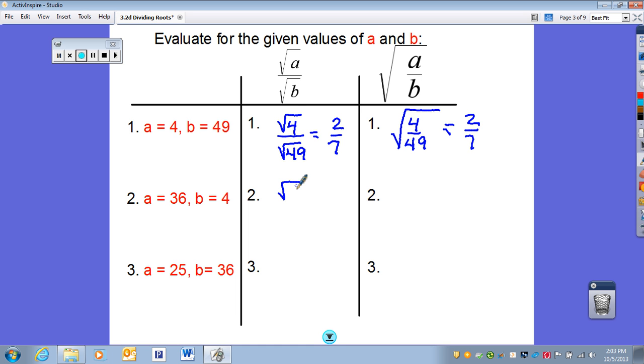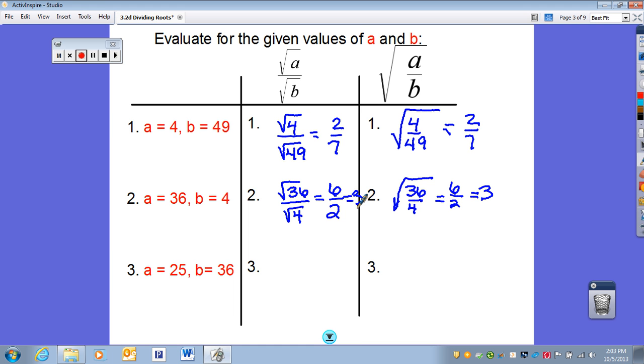Let's do another example. So if I have the square root of 36 and I have the square root of 4, the square root of 36 is 6 and the square root of 4 is 2. And then obviously that could be simplified to 3. I can also take the square root of the fraction as it is, 36 over 4, which would be 6 over 2. And this can be simplified to 3.